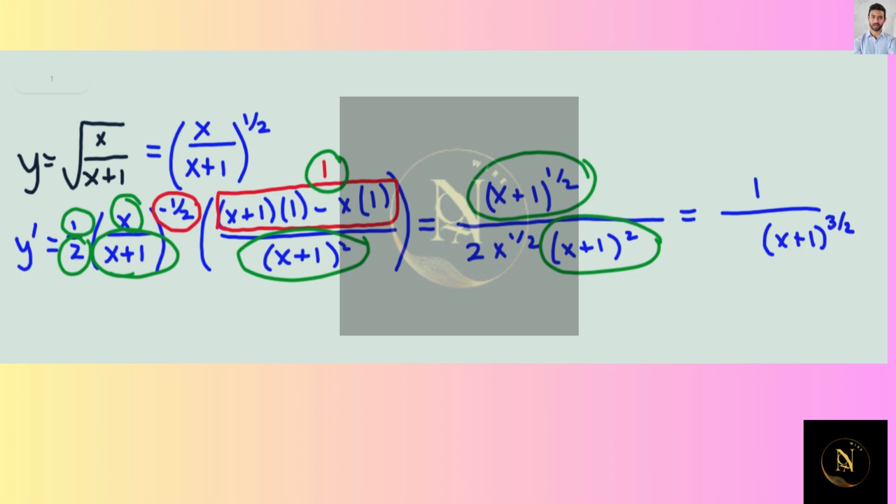And then we can also write the x to the 1/2 as a square root. So we have 2 square root x times x plus 1 to the 3/2 on the bottom, and we just have a 1 on the top, and there's our derivative.